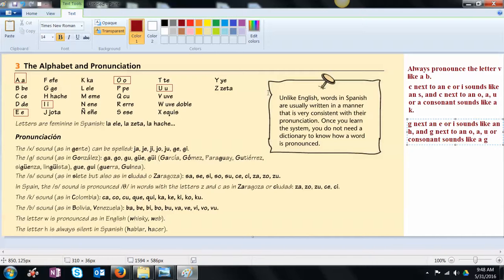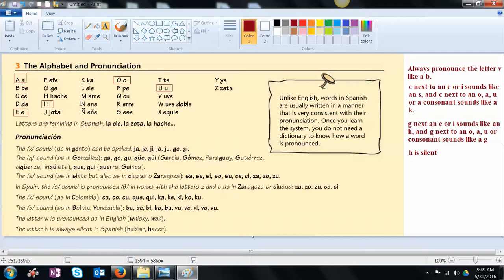Okay. All right, so the H is actually silent, because you've probably seen words like hola. You never say "hola," you say "ola," okay? And for this word, you don't say "hotel," you say "otel." So H is silent. Whenever you see the H, just don't pronounce it, okay? So they've got it down here: the letter H is always silent in Spanish. Hablar, hacer. Okay, let's see, what else do we have? So we've done the H.